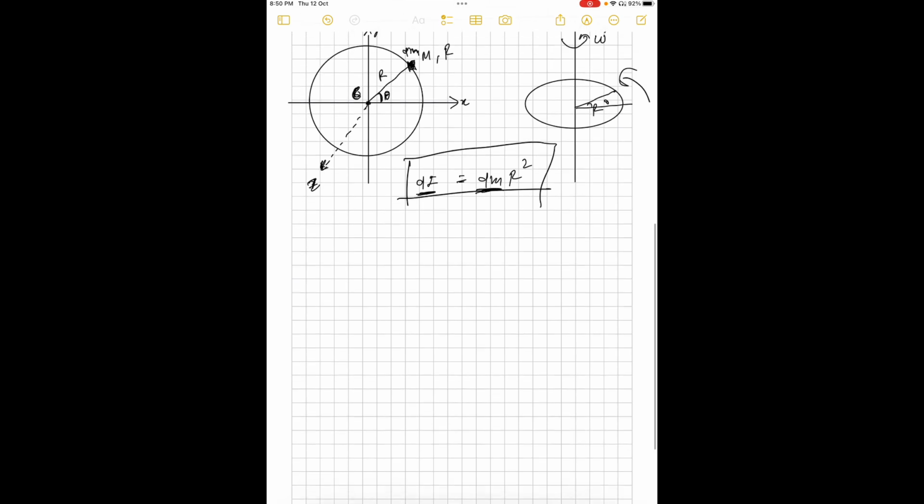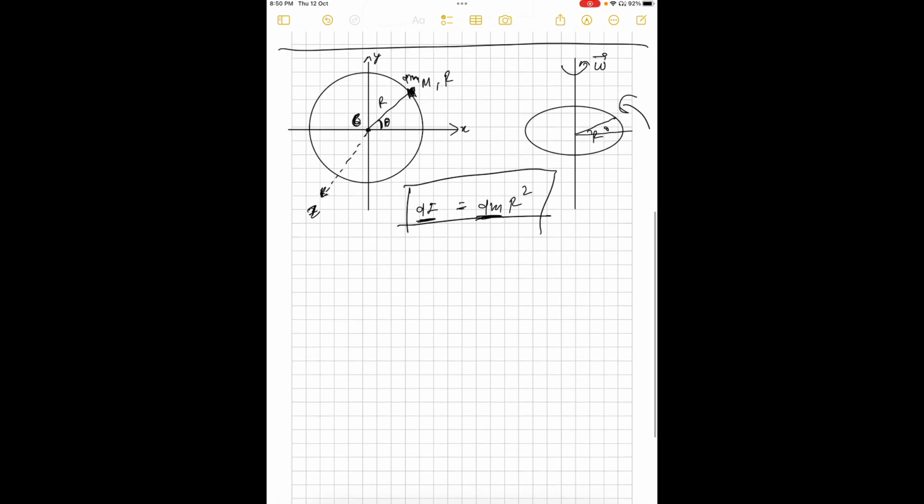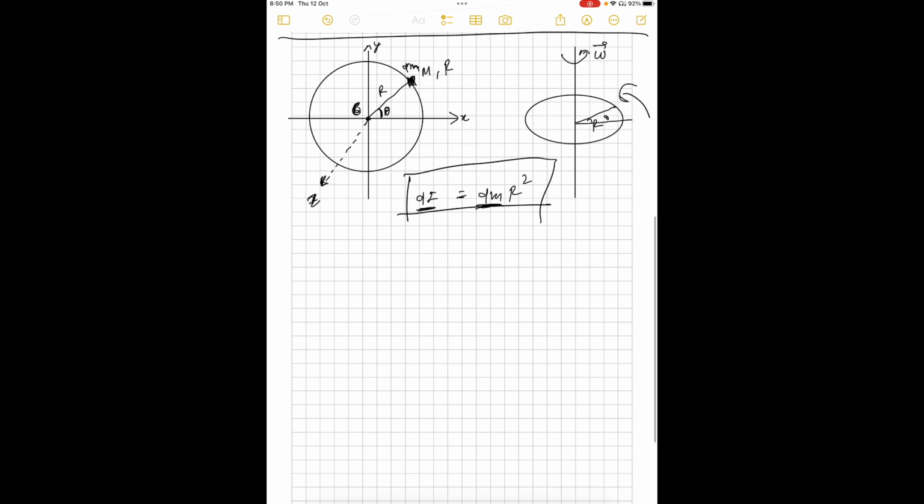Now using this, I want to calculate the moment of inertia of this whole ring. There is a more mathematical way, but let me go into a more intuitive sense of what the moment of inertia is. So let me calculate what will be the moment of inertia of this ring. The distance is constant for all of these masses dm; it is also at r distance.